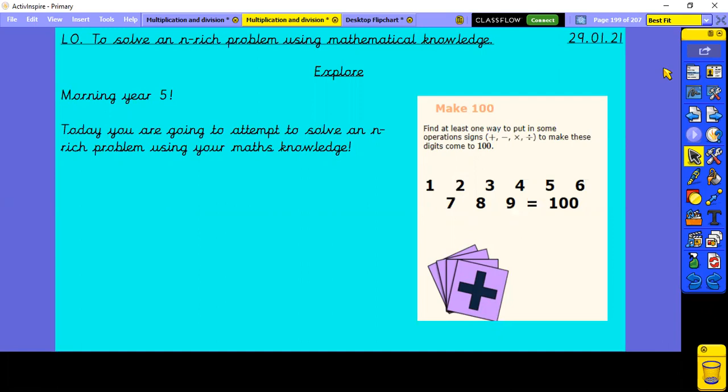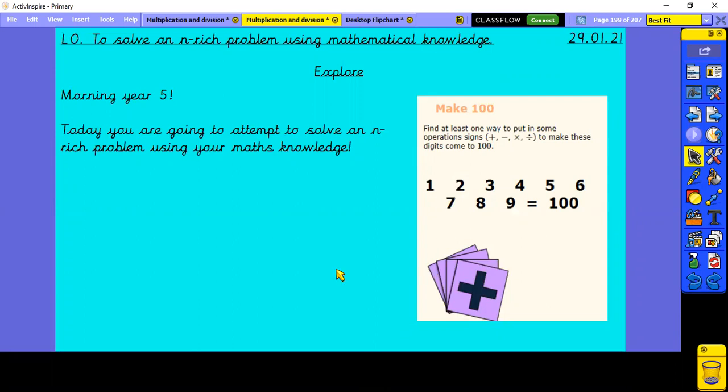But before we begin, could you please pause this video and write the date in the yellow in your maths book? So it's the 29th of the 1st, 21, and the LO is to solve an NRICH problem using mathematical knowledge. So pause the video and do that now.